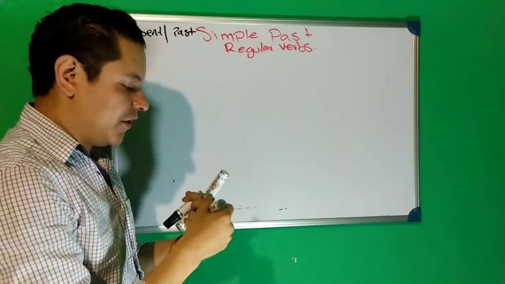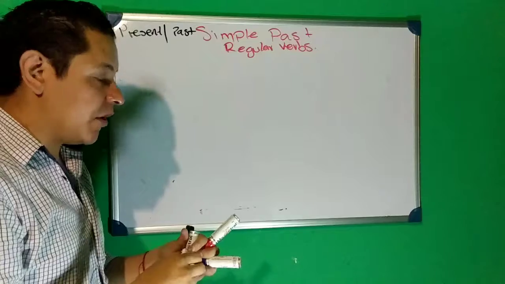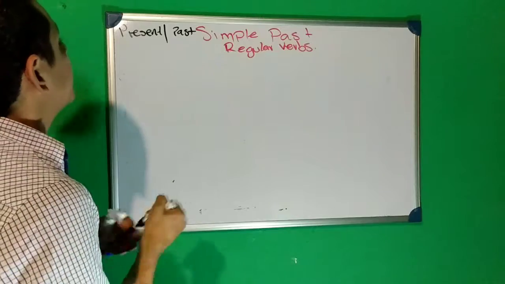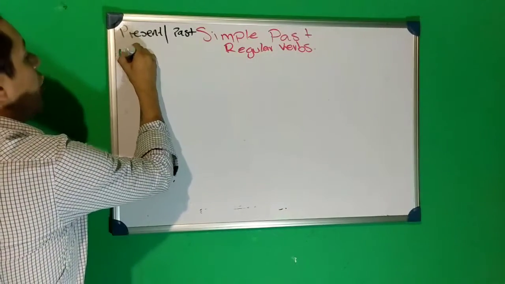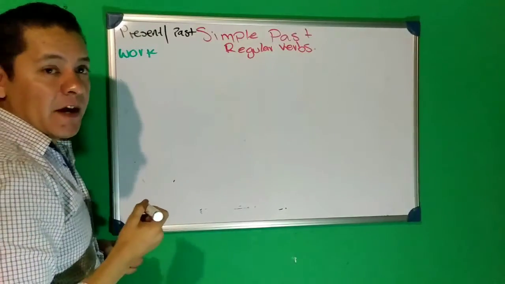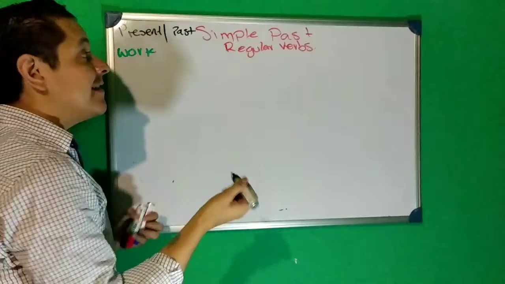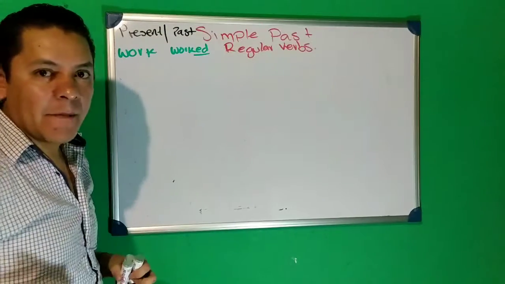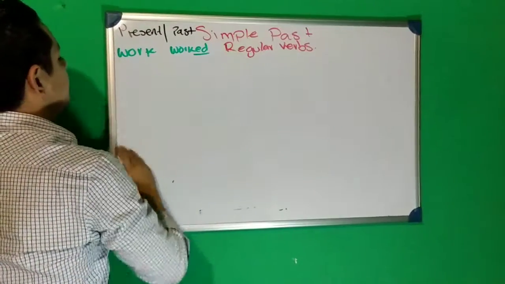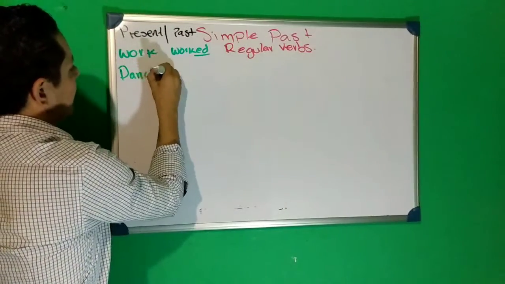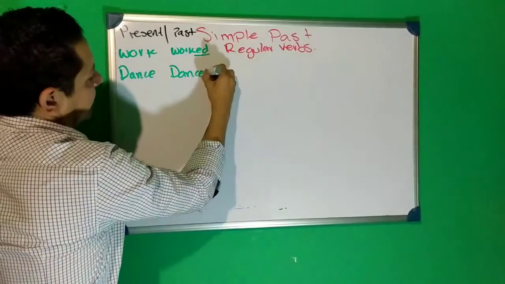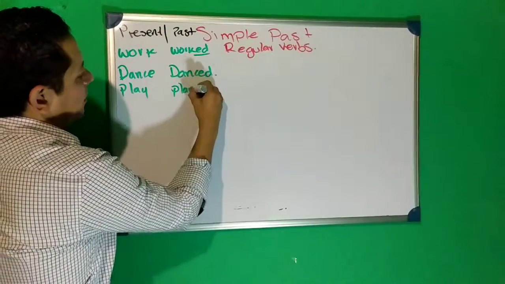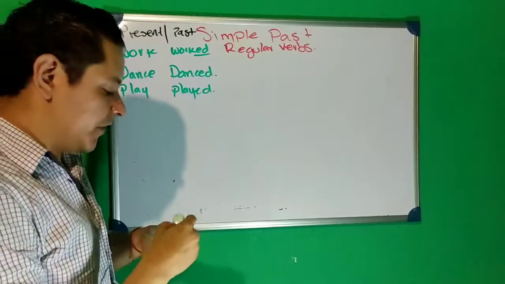Why? Okay, we're going to figure out. I'm going to write here some verbs, some examples about verbs, okay? So we can continue. For example, regular verb, it can say work, the present. If it's a regular verb, we're going to add an ed, yeah? Work, worked. Yes? For example, dance, danced. Yep. Play, played. Okay, I'm going to use those verbs.